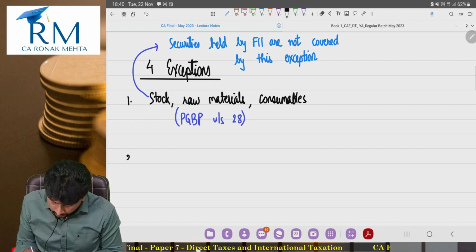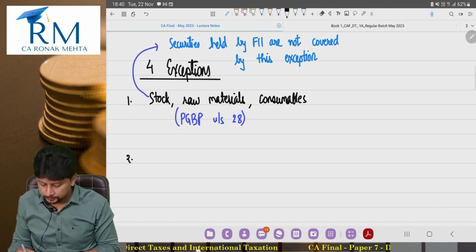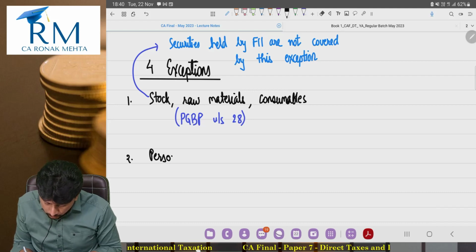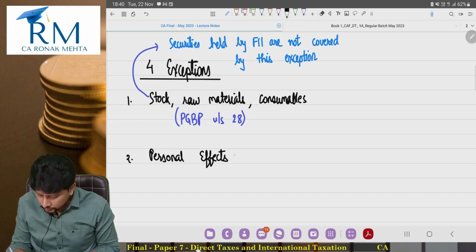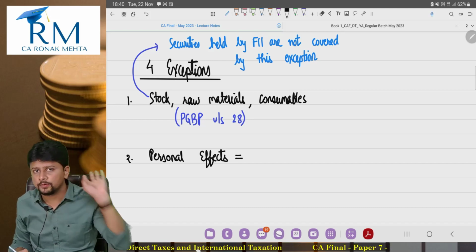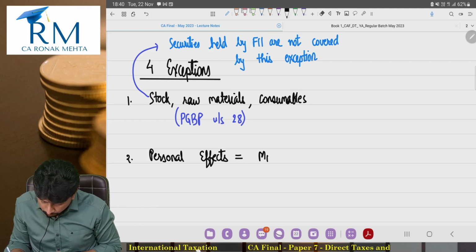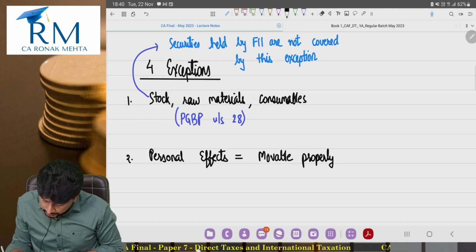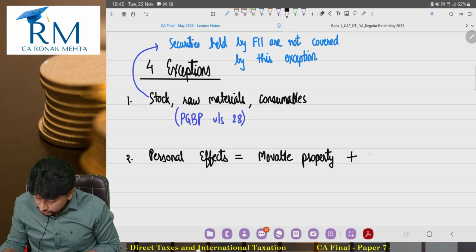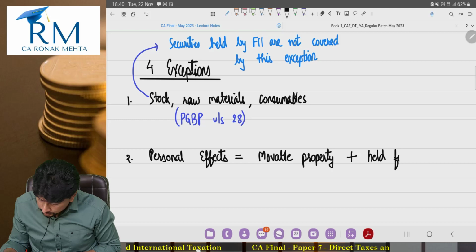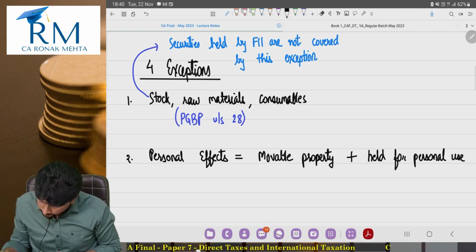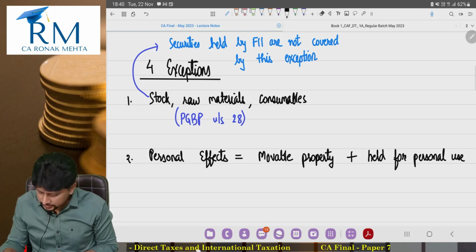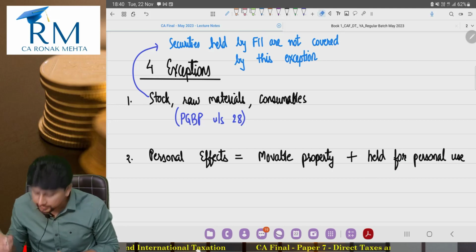Okay. Second exception. Second exception is what is called the personal effects of the assessee. Now what is the meaning of personal effects? Two important words to pay attention to. First, personal effect means it is movable property which is held for personal use. Personal use of the assessee or his family member.